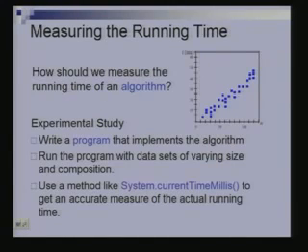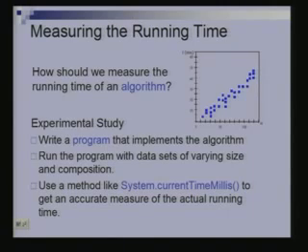Now, how does one measure running time? I said efficiency and running time are very important for us. So, how does one measure the running time of an algorithm? One way would be what I have put down here as an experimental study. You have a certain algorithm, you implement that algorithm, which means you write a program in a certain programming language. You run the program with varying data sets, some smaller, some larger, some of one kind, some of a different kind, so varying composition.